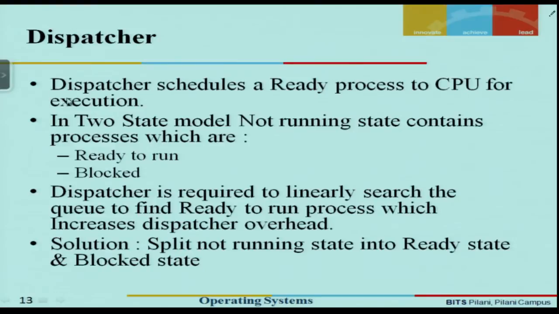Just now we have seen in the queuing diagram that we had a dispatcher. The dispatcher usually schedules a ready process to a CPU for execution, and in case of the two state model, we have just discussed and found out that the not running state contains processes which are ready to run and which are in a blocked state. So this is the main cause, because the dispatcher would need to discriminate.